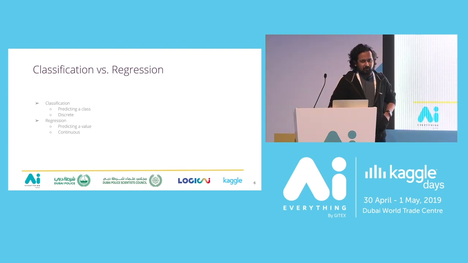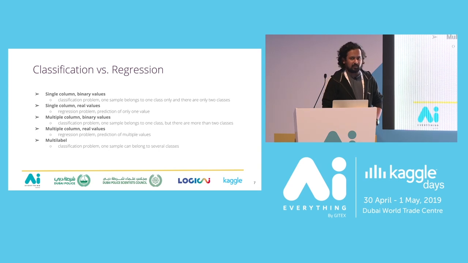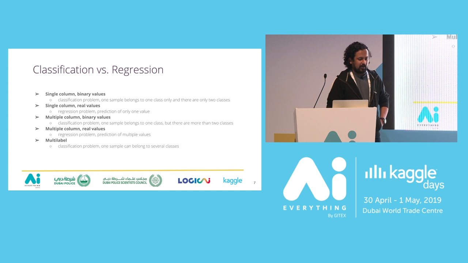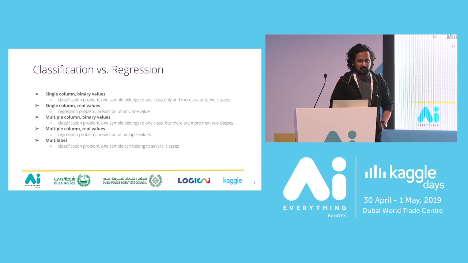So we have different types of machine learning problems: single value, single column, binary values. In that classification problem, one sample belongs to only one class, and there are two classes. You can have real values, which is regression, or multiple binary columns, or you can just have multiple columns for regression. And there are also multi-instance, multi-label problems, where one sample can belong to several classes.